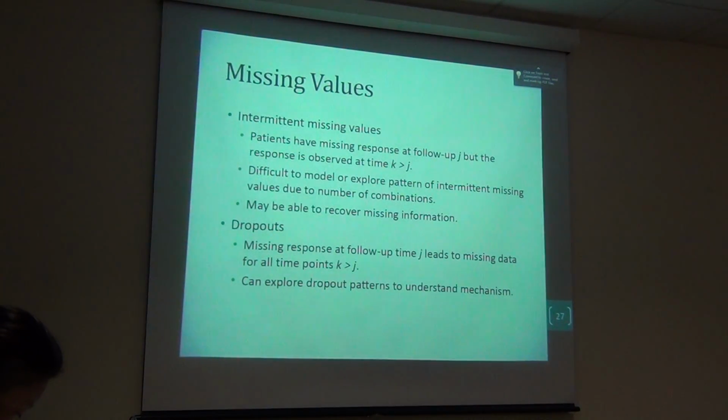If you can't recover any information, that is very difficult to model or explore, because if you have 5 different time points, you can have people missing at the first appointment, at the second appointment, a lot of different combinations. So it's hard to model the pattern of missing. So intermittent missing is very difficult to deal with. Another type of missing data is dropout. So if a patient missed appointment 2, then they will not show up anymore beyond that. Okay? So with dropouts, you can explore the patterns and try to understand why these patients are missing.